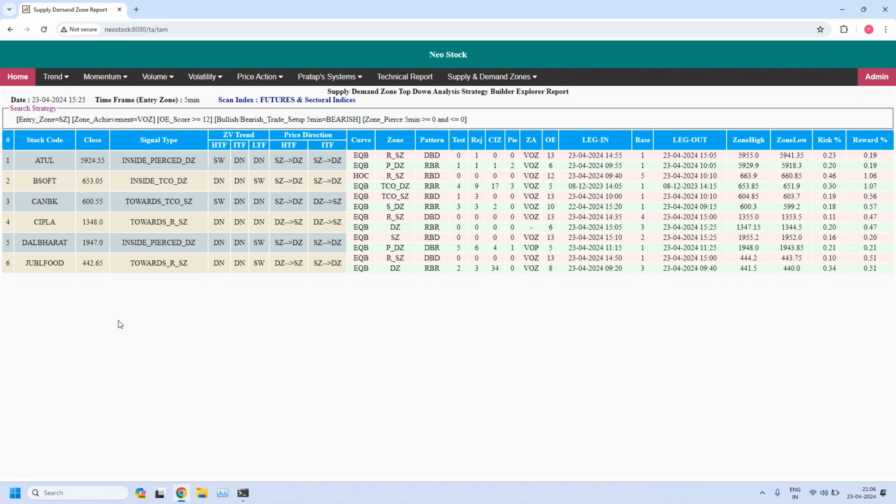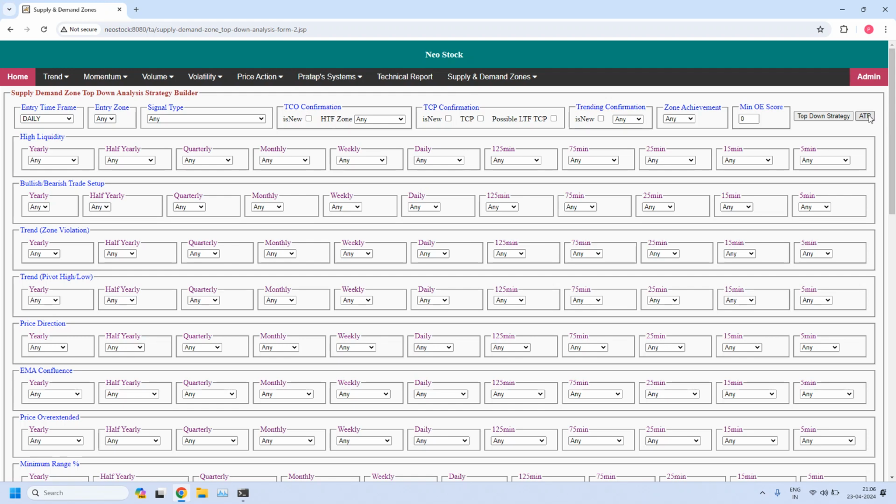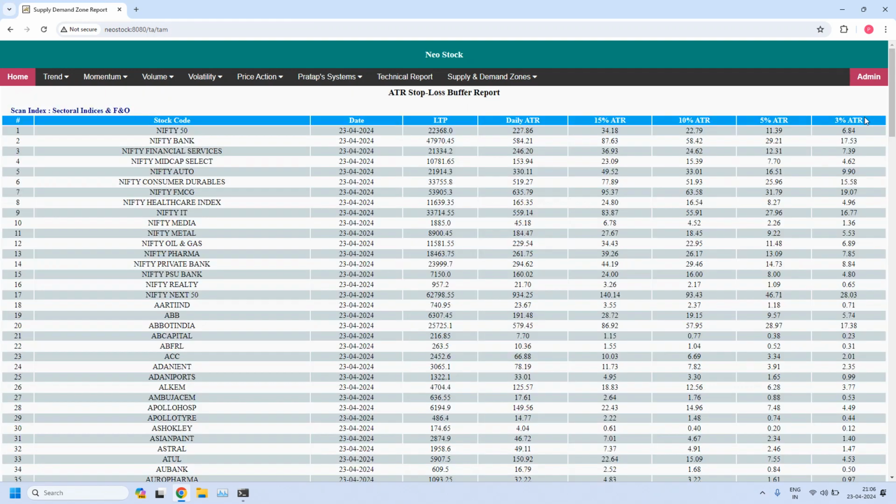And the last report is, let us generate stop buffers based on daily ATR. So I am generating the report based on daily ATR. See here we have a daily ATR, and 5% ATR should be used for daily income trade, 3% ATR should be used for hourly income trade. And also remember, the first 17 in this list are indices, sectoral indices, and all the remaining are equity stocks, but they are taken from the F&O segment.